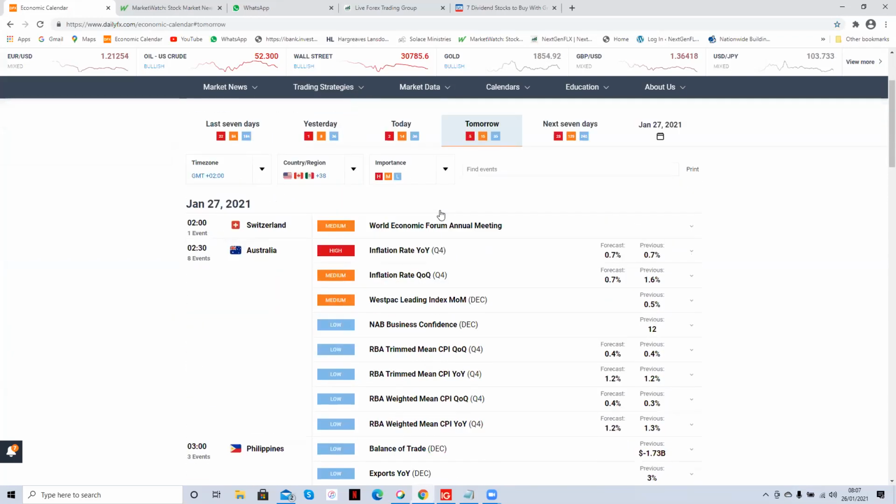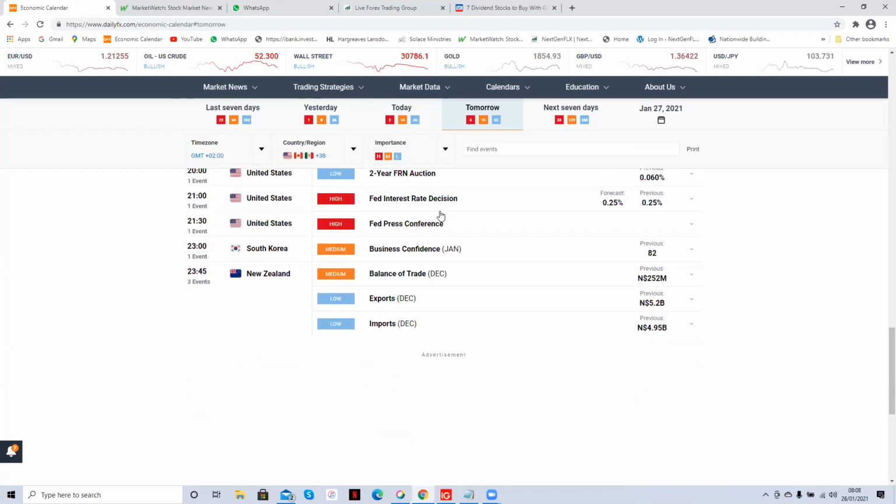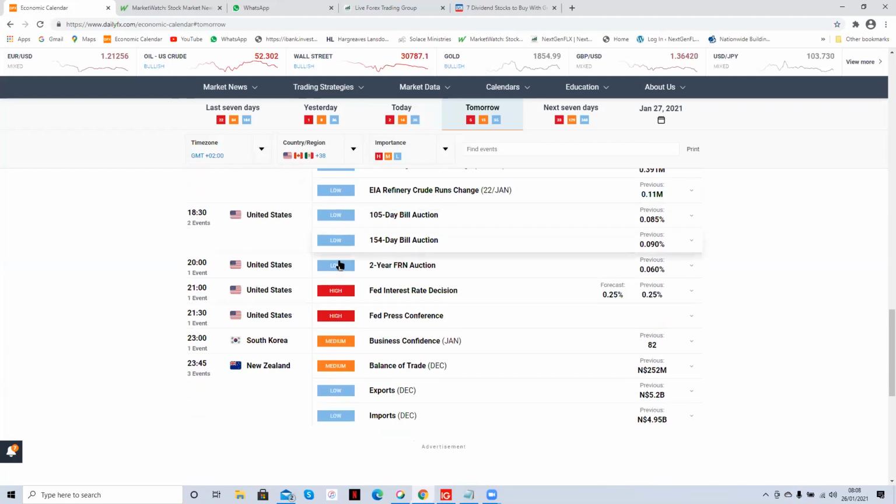Tomorrow we have a big report coming out, which is the big one for this week. The biggest report for this week is tomorrow evening at 9 p.m. GMT plus 2. We have the US Federal Reserve interest rate decision. Interest rate decisions are huge when it comes to currency trading. Currencies are very sensitive to interest rate announcements. And of course, like we said earlier, reports out of the United States affect all markets.